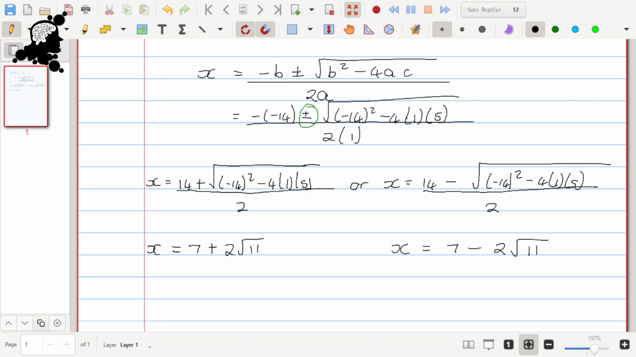Now, if the question said you need to leave your answers in simple surd form, you would be done here. If the question asks you to write your answers correct to 2 decimal places, you can type these values into the calculator and you will get something like x is equal to 13.63, or x is equal to, on the other end, 0.37. There we have it. We have solved for x. Life is great. Brilliant. Let's look at the next question.